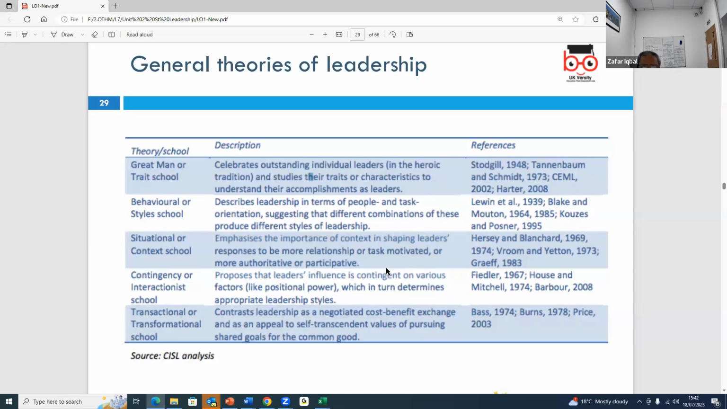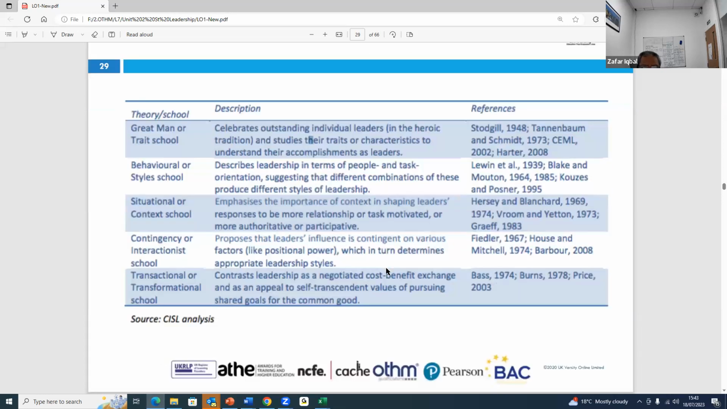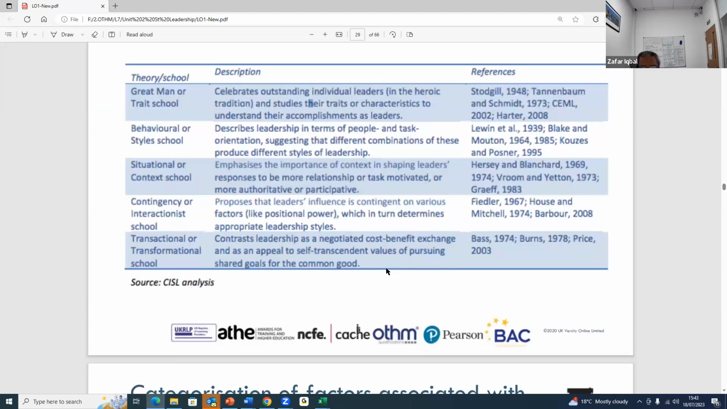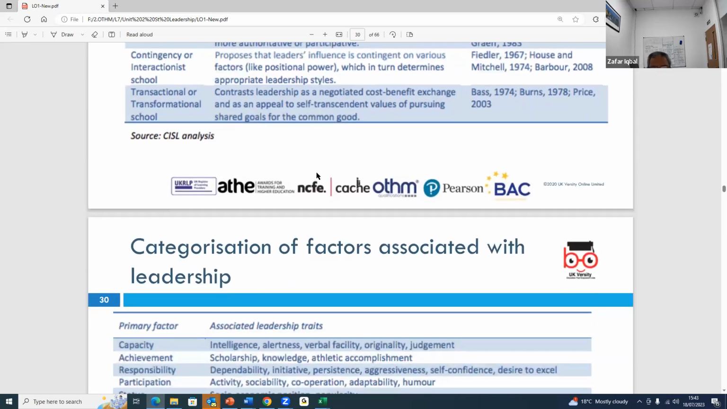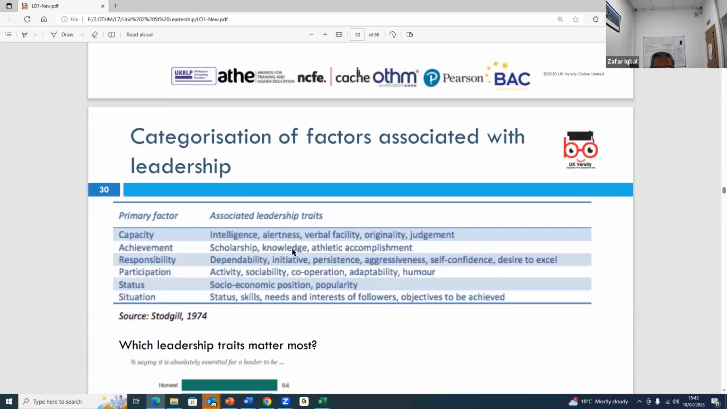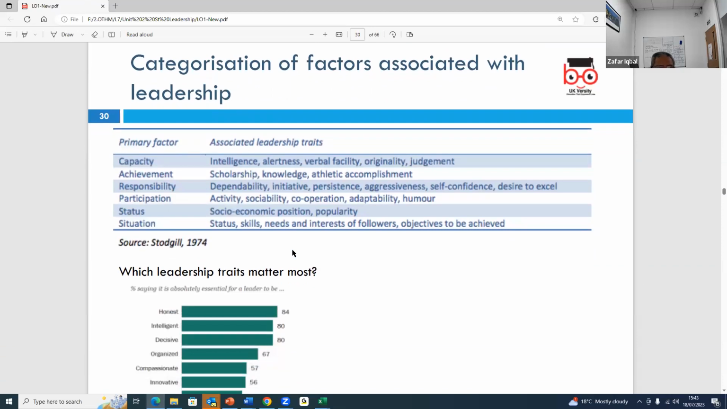So these are some of the general theories of leadership, and you are required to research more. There are references. You can look at Kurt Lewin and Fiedler or Bass or Stogdill in the reading list, and go into these theories and research them a little bit more. Okay. Now, what are the factors associated with the leadership styles? As we said, the primary factors are capacity, achievement, responsibility, participation, status, situation.